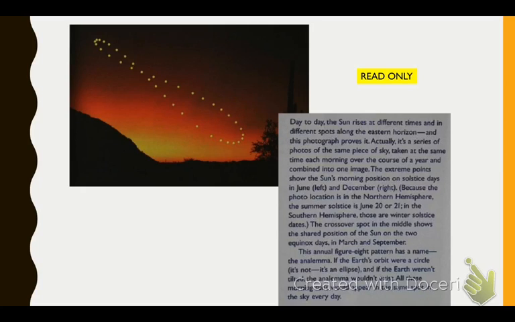So this photo is just showing you a time lapse of pictures taken in the same spot, same time, different days. So it does show you the different views of how the sun looks during different times of the year. If you want to read the rest of the information, go ahead and pause here.